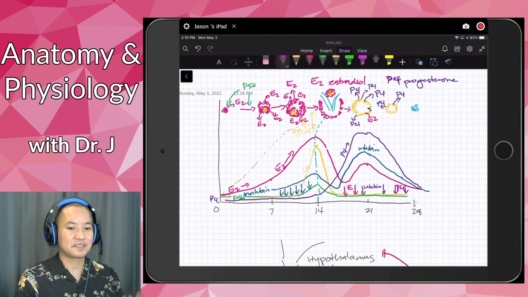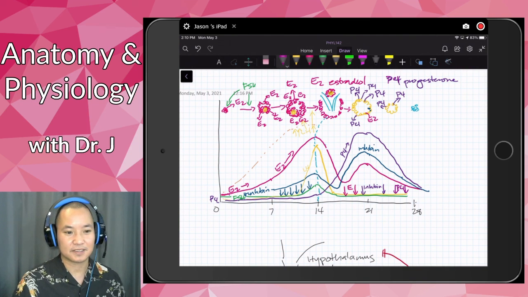So those steroid hormones, the estradiol and progesterone, that's going to be the dominant part of the luteal phase. And the inhibin is also going to help to keep FSH down. And the steroid hormones, estradiol and progesterone, they're also going to keep GnRH and LH down as well.